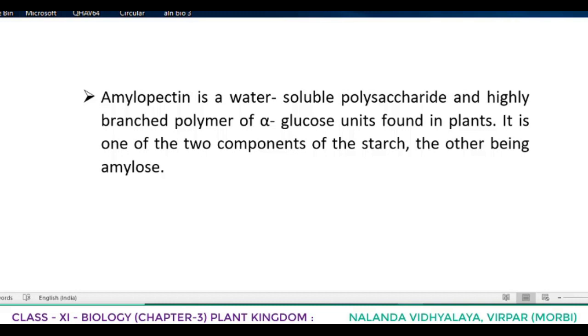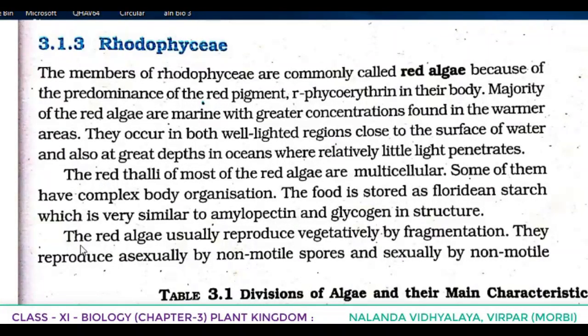Okay. Now we are going to discuss reproduction in Rhodophyceae. The rest of the points we have discussed: what they are commonly known as, which is the main pigment present, and where they are found mainly. And then we discussed their structure. As we said, the red thalli of most of the red algae are multicellular. Most of them have complex body organization, and the stored food is in the form of Floridian starch, which is very similar to amylopectin and glycogen in structure.